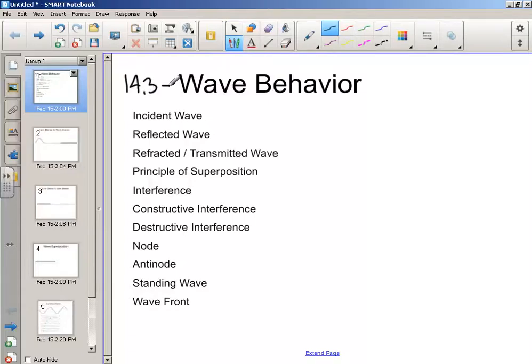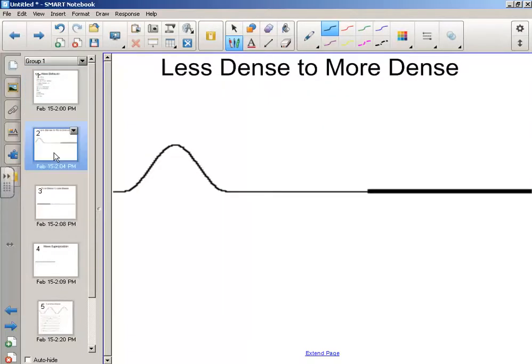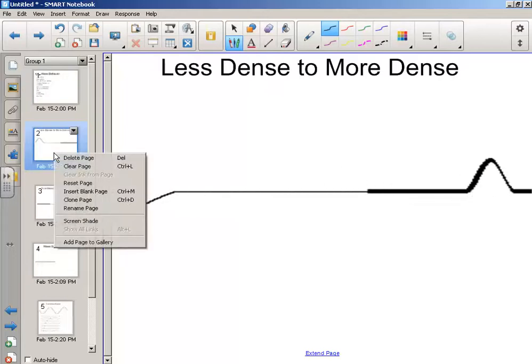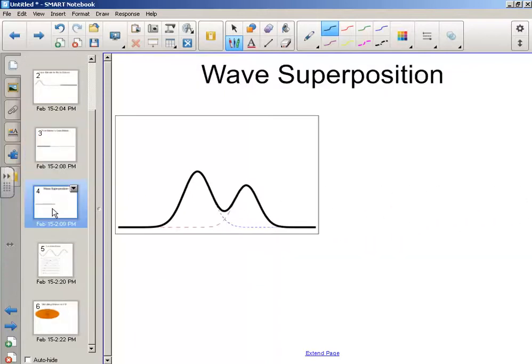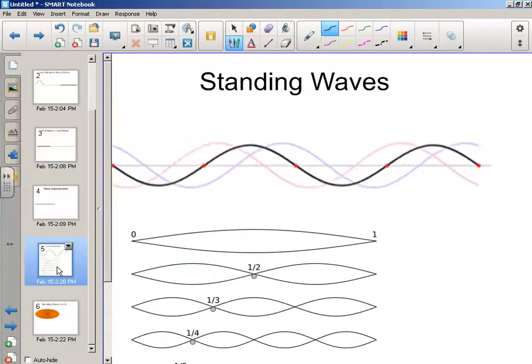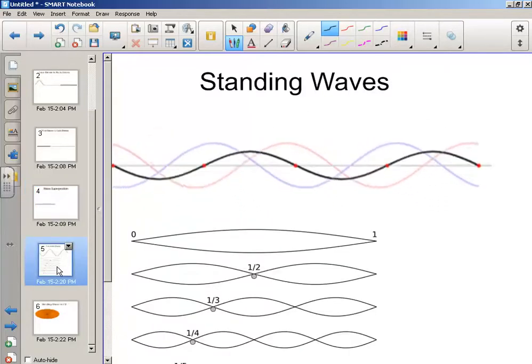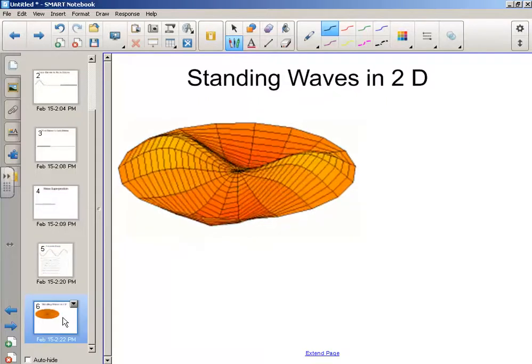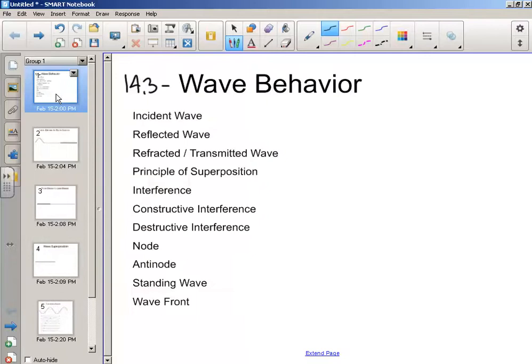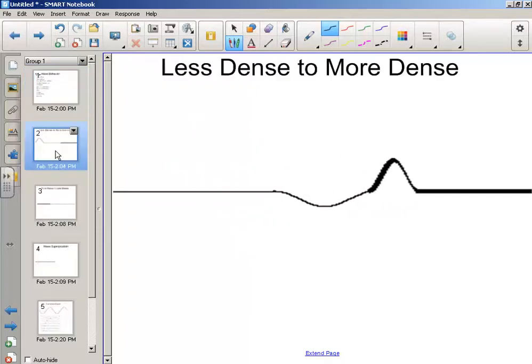Welcome to lesson 14.3, wave behavior. We're going to be talking about what happens when a wave encounters a more dense medium, what happens when a wave encounters a less dense medium, and what happens when two waves come at each other. What happens if two waves are approaching each other with very specific frequencies? We get standing waves. And then you also will get standing waves on a surface. So we're going to be talking about how waves behave when they interact with something more dense, less dense, or with themselves. First of all, we're going to talk about when waves meet each other.